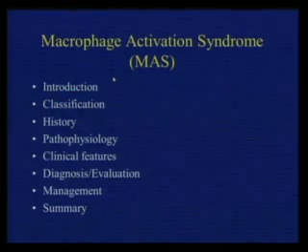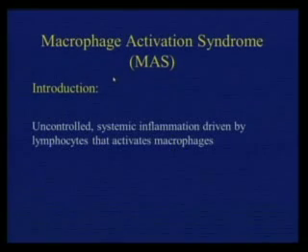So for macrophage activation syndrome, we'll start with the introduction. We'll discuss the classification, the history of this disease, the pathophysiology, the salient clinical features, how you diagnose these patients, and what you would do to manage them, especially managing early. At the end we will summarize the challenges related to this disease. So macrophage activation syndrome, or even secondary HLH, is a condition in which there is uncontrolled systemic inflammation, driven by lymphocytes that activate the macrophages.